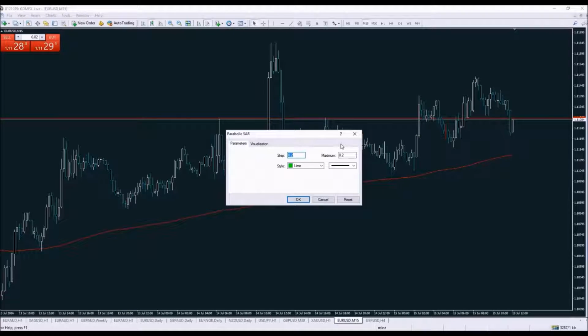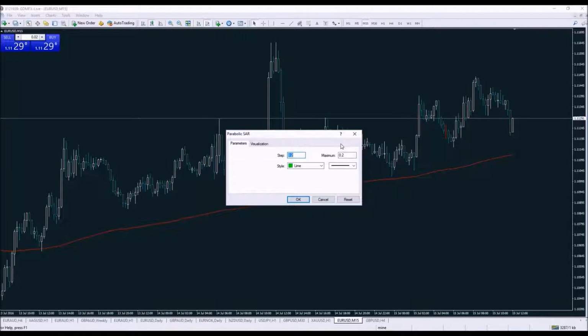The 0.02 parabolic settings are done for this time frame, but the settings we used last time on the dual parabolic were completely different. We used a smaller step like 0.02, and also a smaller maximum of 0.1 for the slow parabolic, and for the fast one, 0.01 for the step and 0.1 for the maximum.